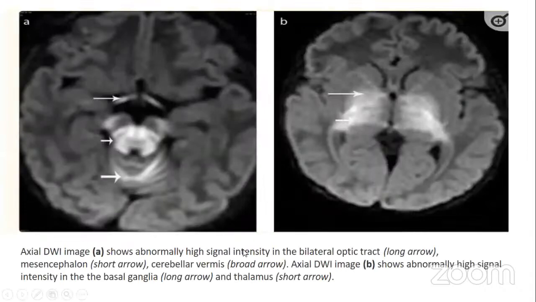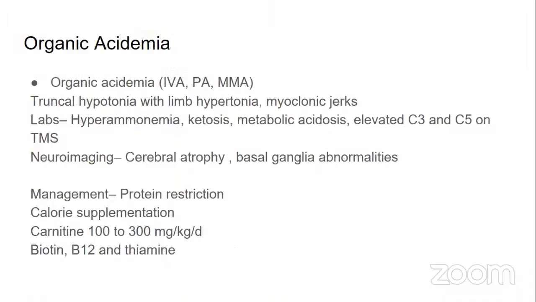So let's see the MRI findings in maple syrup urine disease. Here you can see an axial diffusion weighted image showing abnormal high intensity in the bilateral optic tracts. This one is the bilateral optic tracts. This is the mesencephalon, and these are the hyperintensities in the cerebellar vermis. In this figure, you can see the abnormal high signal intensities in the basal ganglia as well as the thalamus. So this is the characteristic feature of maple syrup urine disease.